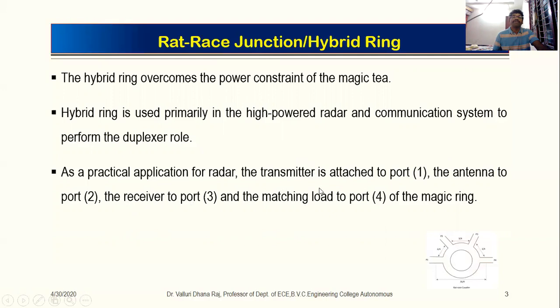What is port 4? A matched termination. Whatever power is coming, the matched load will absorb it and there won't be any reflections. So the transmitter operation will be done. What about the receiver? It is isolated; it is connected to the isolated port. This way the receiver is well protected. On the same lines, when I'm doing the receiving operation, the antenna at port 2 starts receiving the reflected signal, and it is connected to port 3, whereas the power going to port 4 will be matched terminated.